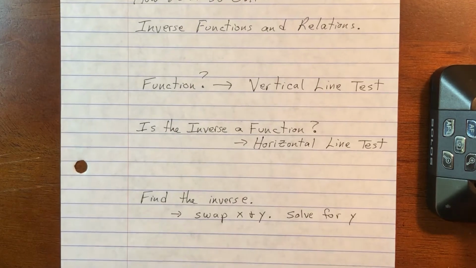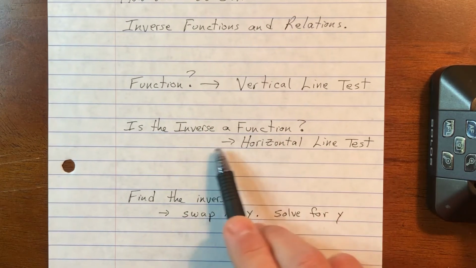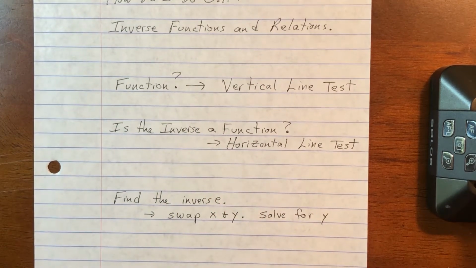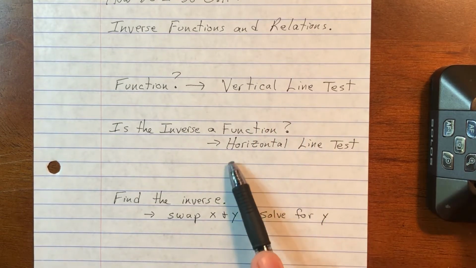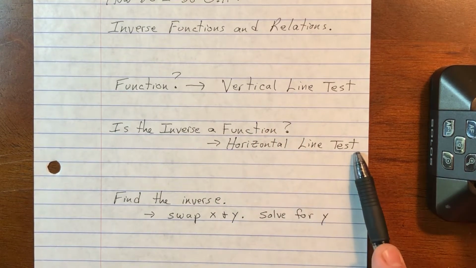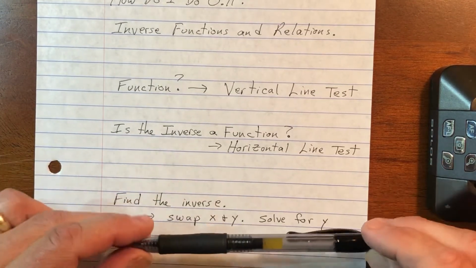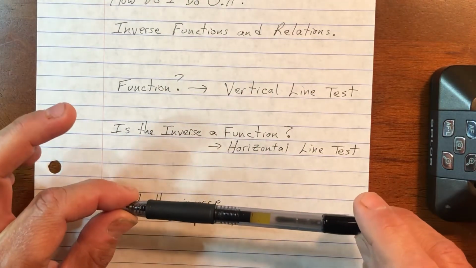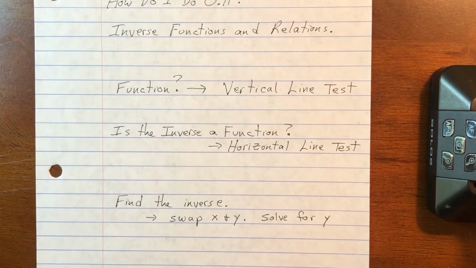We are going to be talking about inverses of functions. And on the IXL, if they ask you, is the inverse of this a function? Well then, instead of using the vertical line test, we're going to be using the horizontal line test. You would take your pen or pencil, make it horizontal, and pass it up and down. And if it touches the graph in more than one point, that means the inverse of that function would not be a function. Okay?